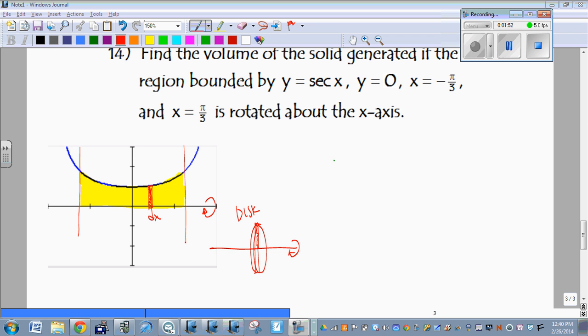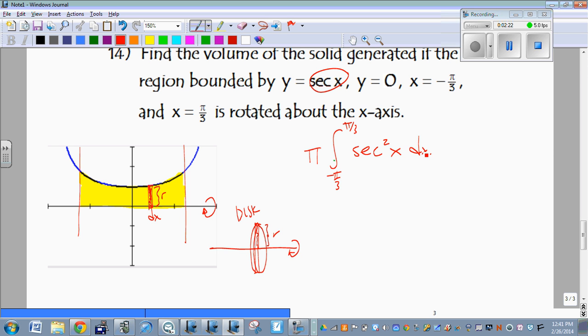With a disk then, our volume is just going to be pi times the definite integral from a to b. In this case we're going from negative pi over 3 to pi over 3, times the radius squared. So our radius is just going to be our function here. That's that vertical height, that y value of the graph, which is secant of x. So it's our radius squared, so secant squared of x, times the height of that disk, which is dx.